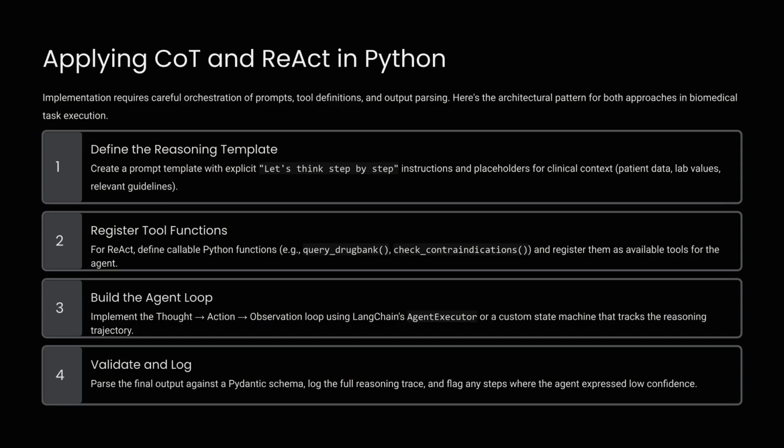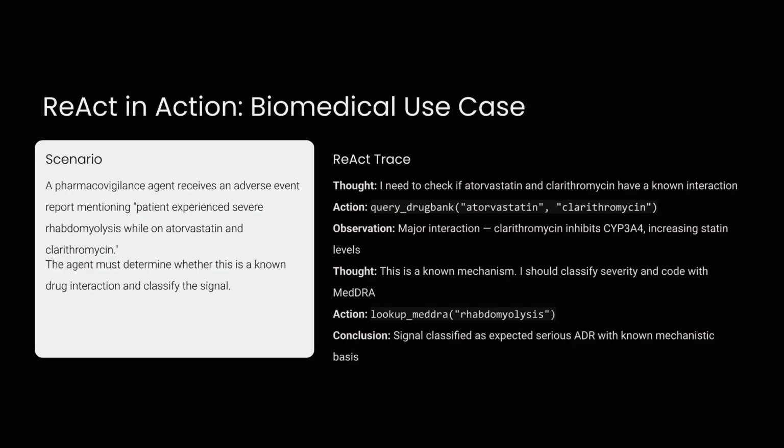Applying COT and ReAct in Python requires defining a reasoning template and, for ReAct, registering tool functions. We then build an agent loop to implement the thought, action, and observation cycle, ensuring the final output is validated and logged. In a biomedical use case, a ReAct agent processing an adverse event first thinks about the interaction. It then acts by querying a drug database, observes the major interaction, reasons again, and finally provides a classified conclusion after looking up MedDRA codes.